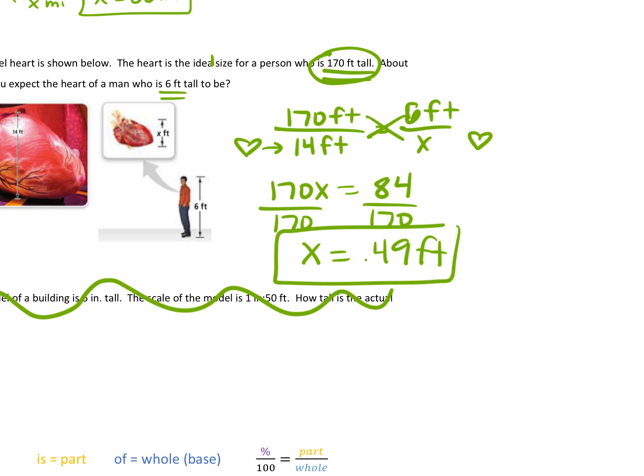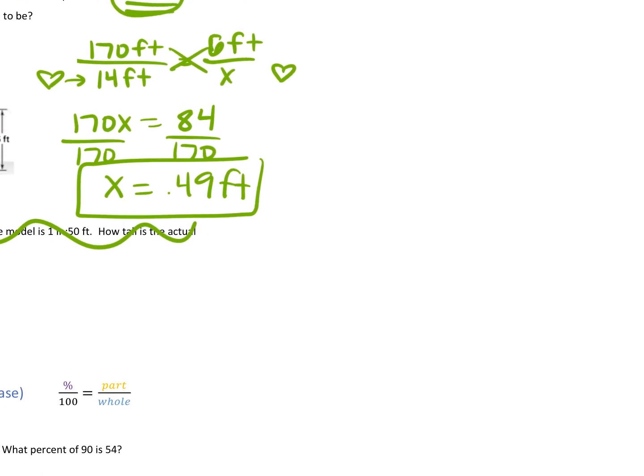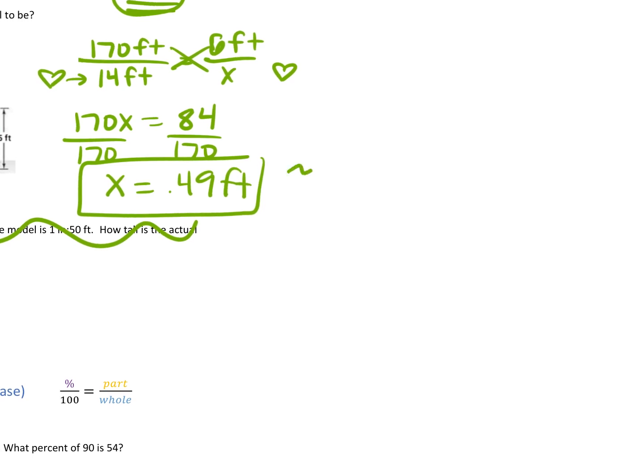About 6 inches, right? 0.49 feet is like half of a foot, 0.5. So you could say it's approximately 6 inches, because we're converting. 0.5 feet, a half of a foot, is 6 inches.